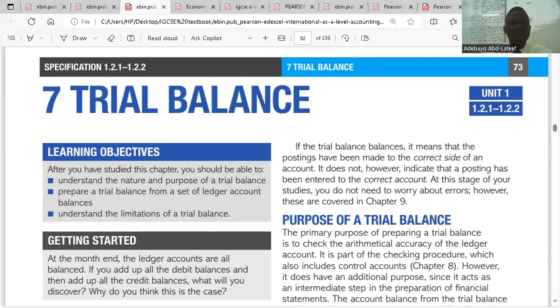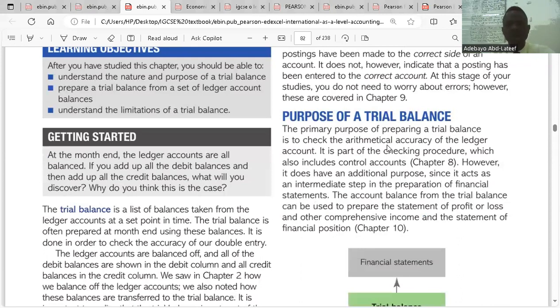Good morning. Today, we want to talk about trial balance. When we talk about trial balance, we're talking about a draw placed from all our ledgers. So a trial balance is a list of balances taken from the ledger accounts at a set point in time.